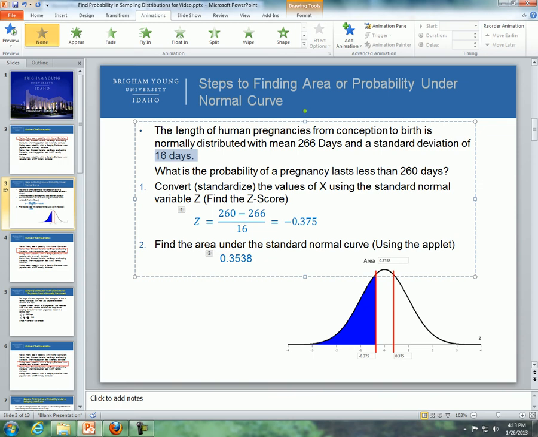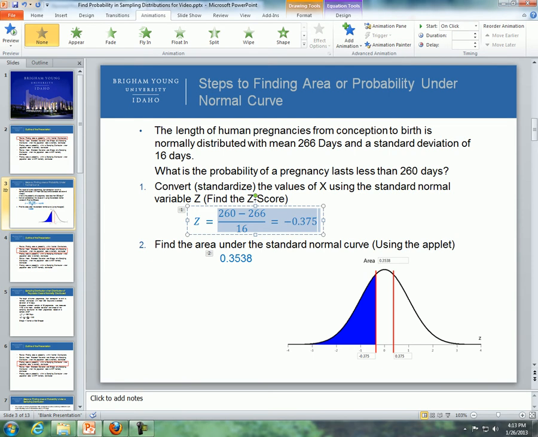Well, there are two steps. Step 1 is to convert the value of x, the x being 260 in this case, using a standard normal variable z. Here's the z-score, where we take our 260 minus the mean, which is 266, and divide it by our standard deviation, which is 16, to get a z-score of negative 0.375. What the z-score represents is that the 260 is 0.375 standard deviations away from the mean, but since it's negative, the 260 is on the left side.